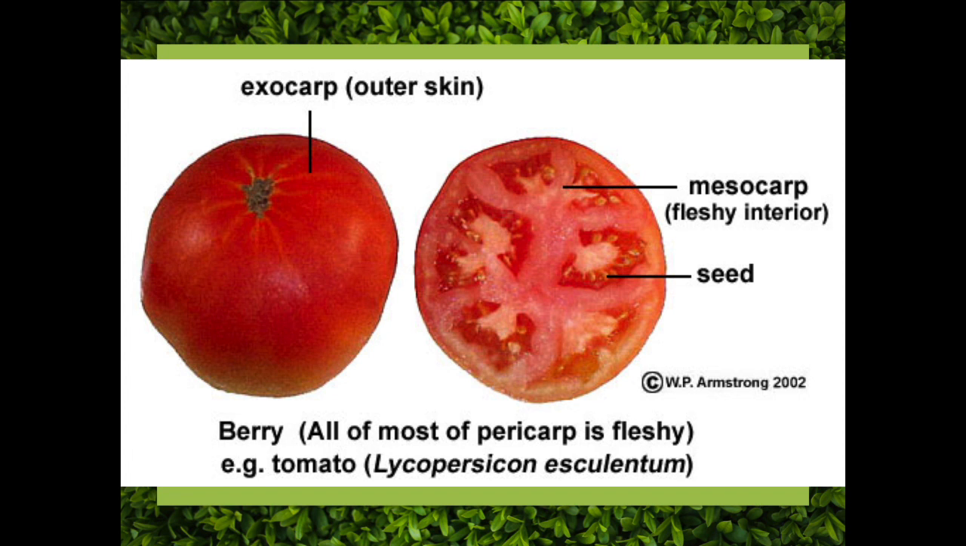And I know most people think of tomatoes as being fruits, and they say knowledge is knowing that a tomato is fruit, and wisdom is not putting a tomato in a fruit salad. So one step further to say that tomatoes are actually berries in the botanical sense, because that pericarp is predominantly fleshy, and it's mostly the mesocarp that we are interested in eating.